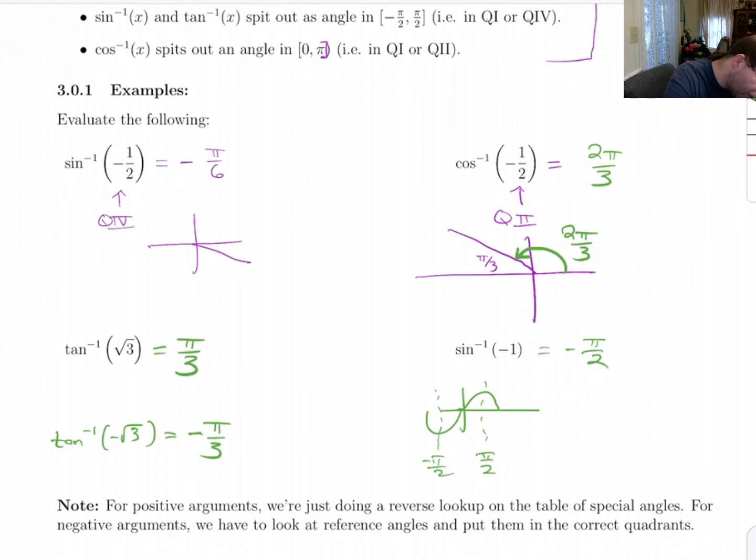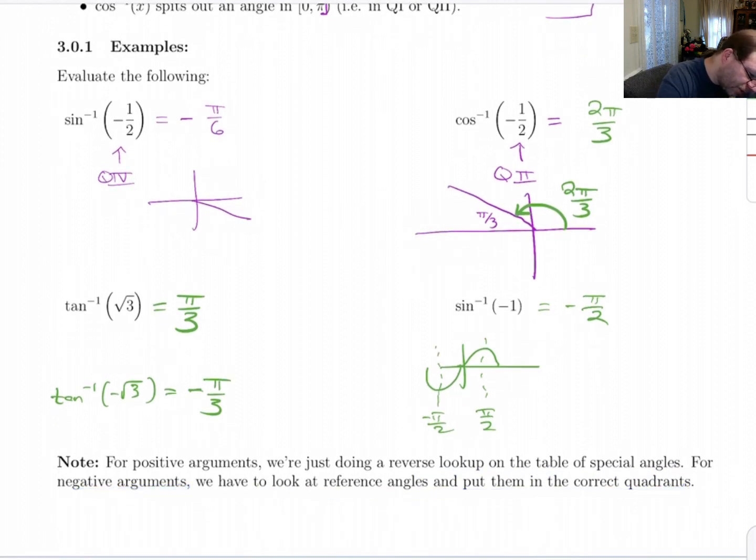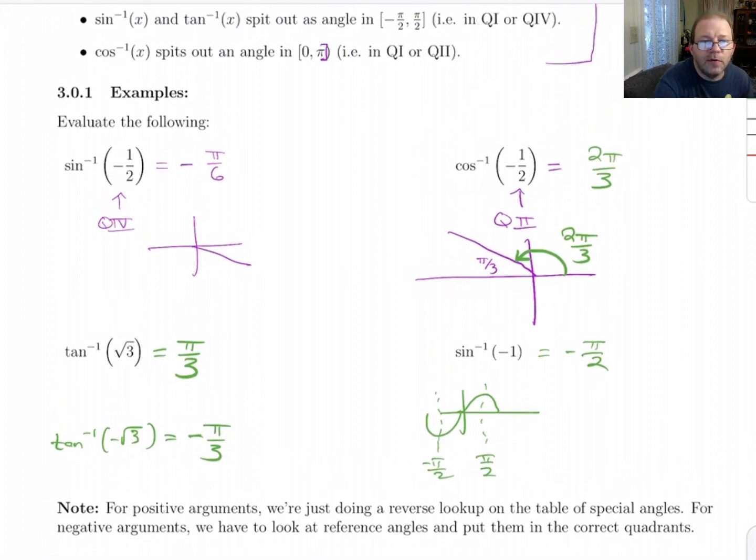So, in other words, down here, for positive arguments, argument being the thing we're plugging in, we're just doing a reverse lookup on the special angles. For the negatives, we have to look at the reference angle and put it in the correct quadrant. So for cosine is really the only one that we have to be careful on. You have to throw that reference angle into the second quadrant. For sine and tangent, you can just put the negative on the front because they're odd functions.